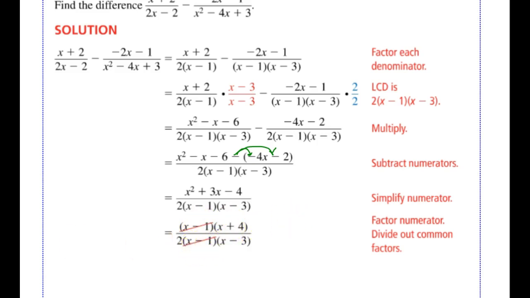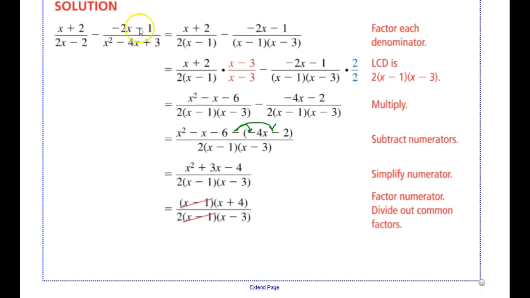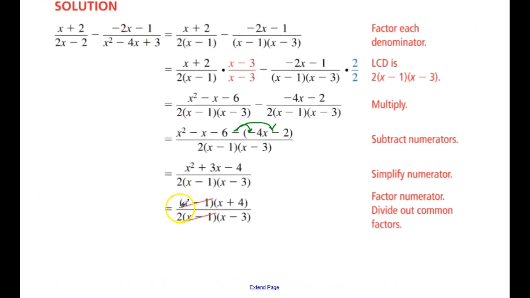So here's where I wanted to talk a little bit. You'll see here that the thing that's the same is this x minus 1 in both the numerator and the denominator, so I can get rid of that. And now that I've gotten rid of those, I can go ahead and simplify. So I end up with x plus 4 in my numerator, and my denominator has 2 times x minus 3.